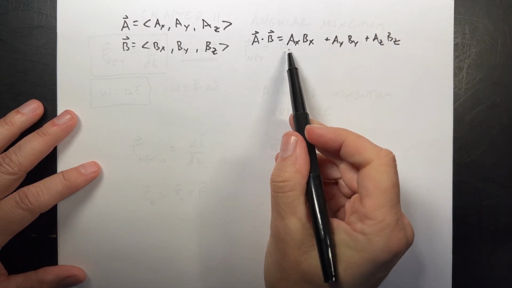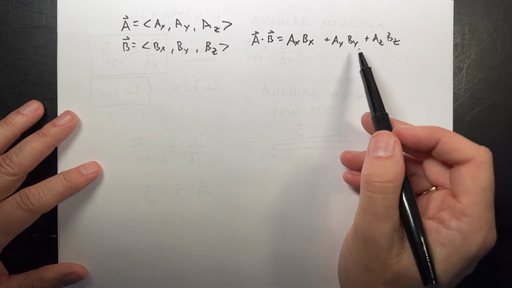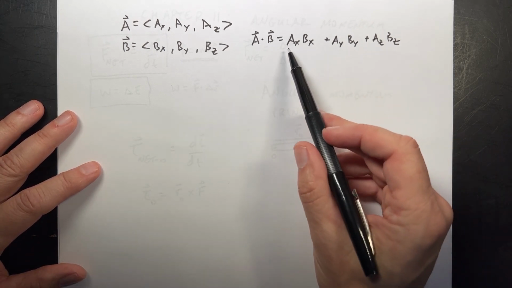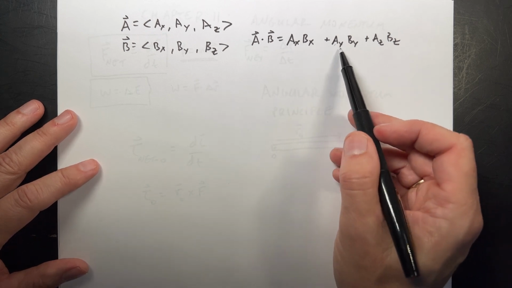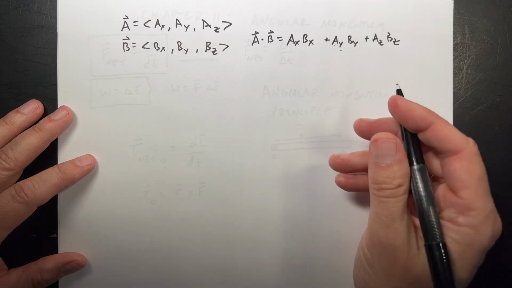Since all these components are scalars, when I multiply them together, I get a scalar. When I add them, I get a scalar. So this is a scalar answer. And these could be negative. You can have negative x, y, z components. So the dot product could be positive, negative, or 0, and that's all fine.